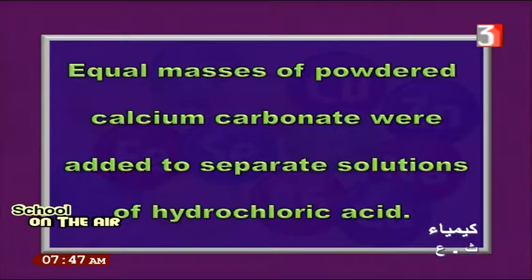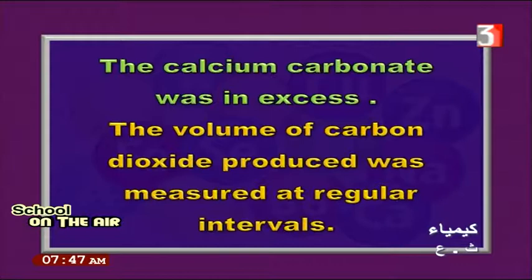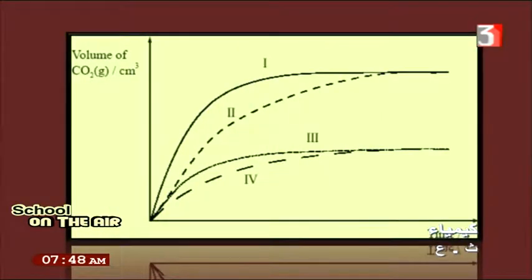Next question. Equal masses of powdered calcium carbonate were added to separate solutions of hydrochloric acid. The calcium carbonate was in excess. The volume of carbon dioxide gas produced was measured at regular intervals. As the graphs show the volume of carbon dioxide gas produced against time, we have four curves. 1 and 2 give more carbon dioxide, and 3 and 4 give less carbon dioxide.